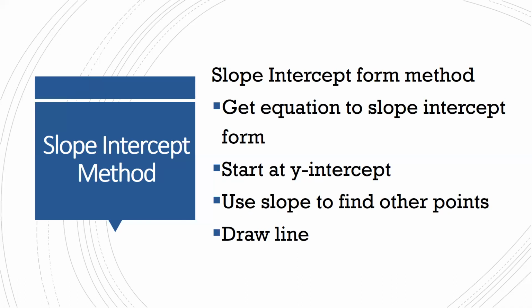The basic understanding of how we do this is the following. We're going to put our equation into slope-intercept form. Once we have the slope-intercept form, we can identify the y-intercept, and so we're going to draw a point and start there. Then we identify the slope and use the slope to find the other points on the line, and then we draw the line.